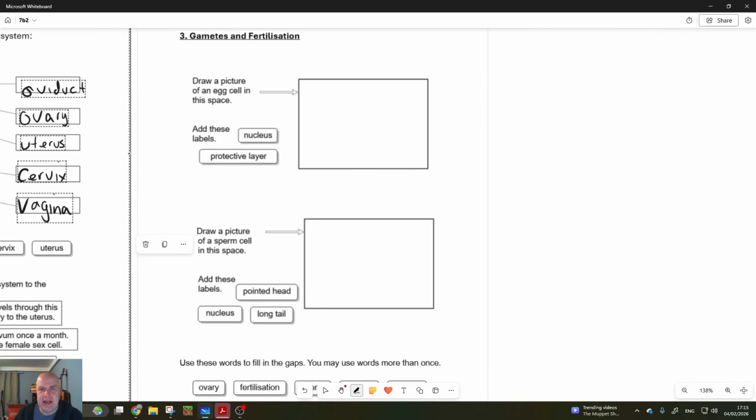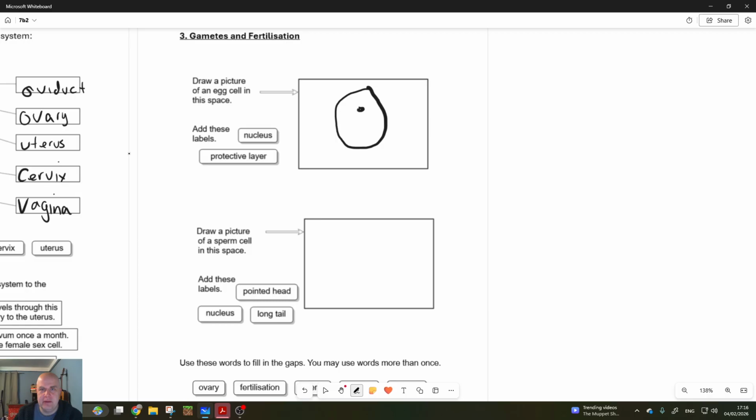Now, here we go, drawing some cells. So we're going to draw a picture of an egg cell. I'm just going to draw a little blob. That'll be the nucleus. I'm going to draw a layer around it. I'm going to call that the protective layer. I'm going to call that the nucleus. I love drawing cells.